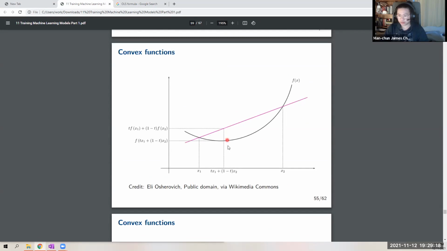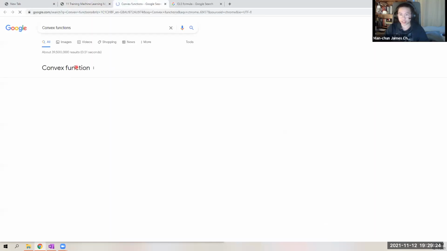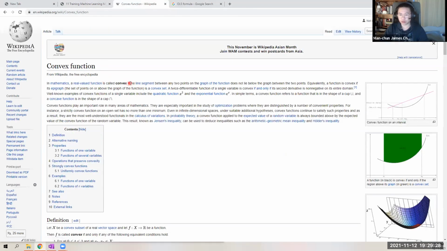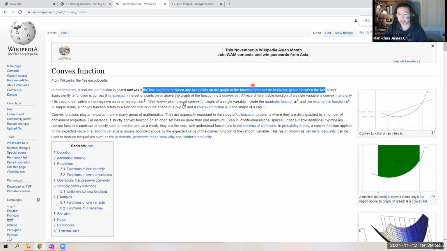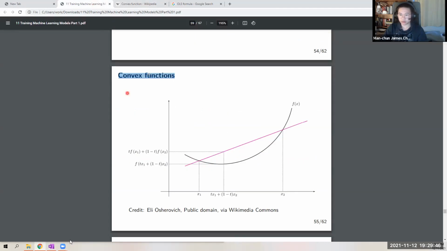Okay, then we have a convex function. The easiest way to understand a convex function is that if you draw a line segment between any 2 points of the graph, then it does not lie below the graph between the 2 points. Okay, the line segment does not lie below the graph between the 2 points. And that will be a convex function.